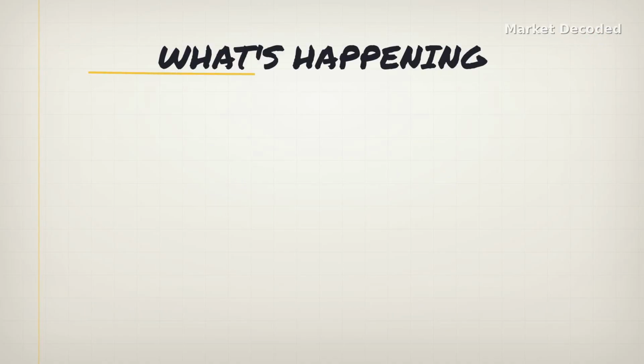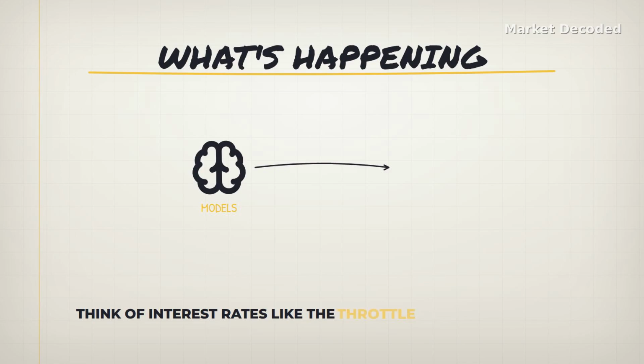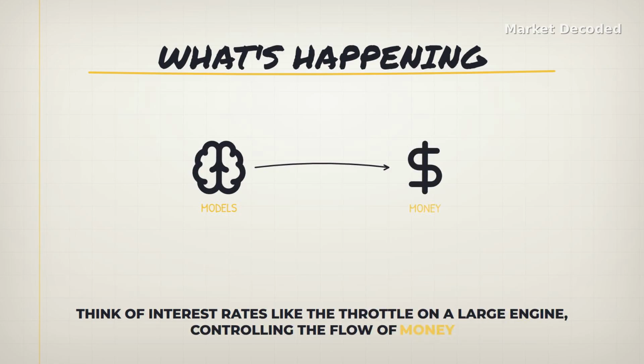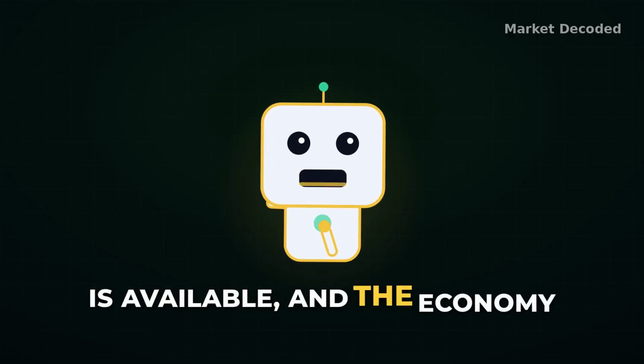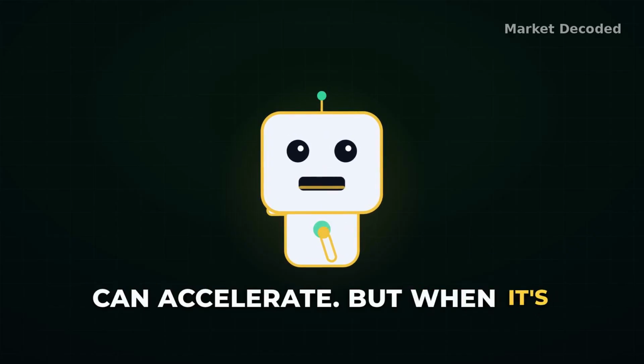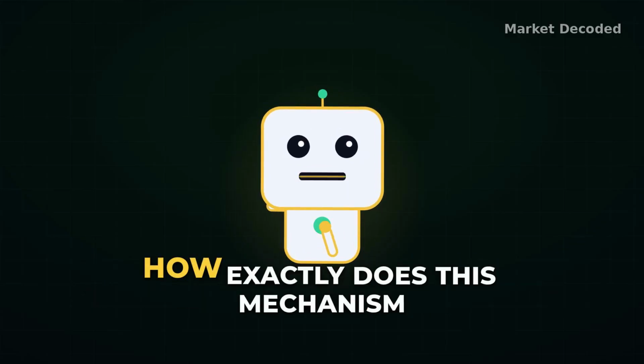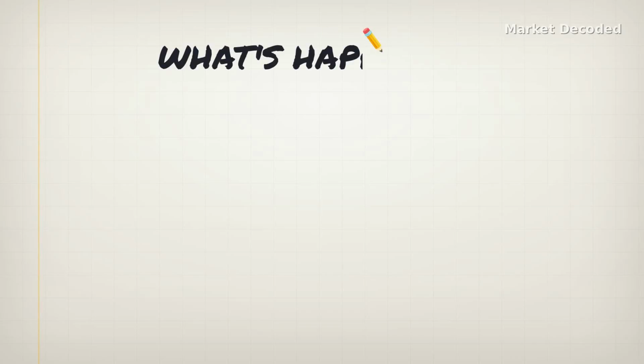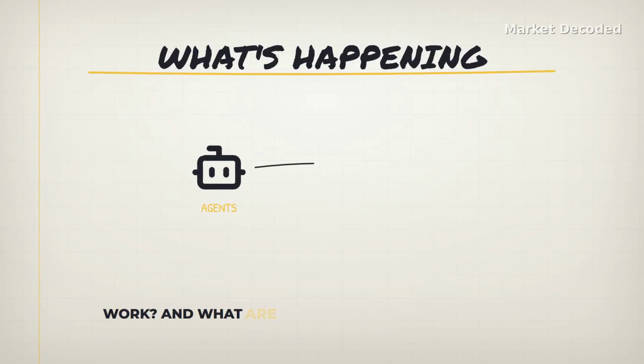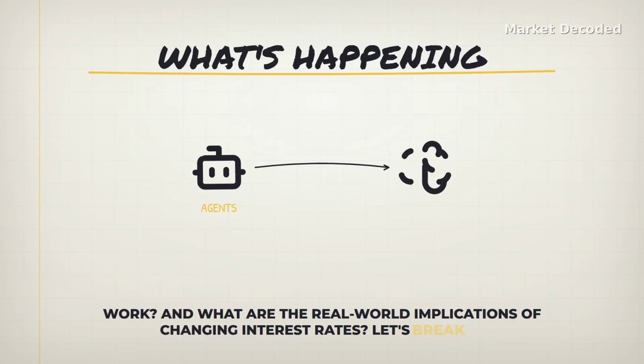Think of interest rates like the throttle on a large engine, controlling the flow of money and credit to businesses and individuals. When the throttle is opened, more credit is available, and the economy can accelerate, but when it's closed, credit becomes scarce and the economy slows down. But how exactly does this mechanism work? And what are the real-world implications of changing interest rates? Let's break it down and understand the inner workings of this crucial aspect of the economy.